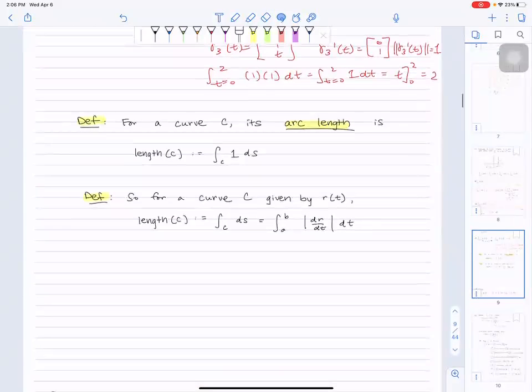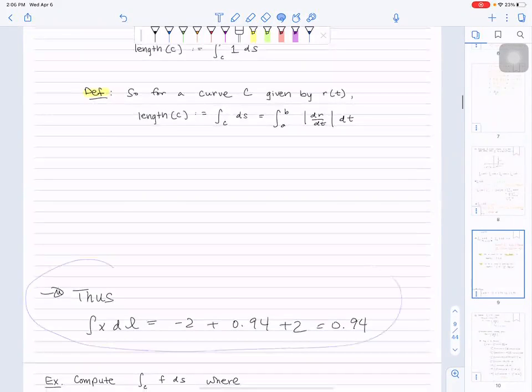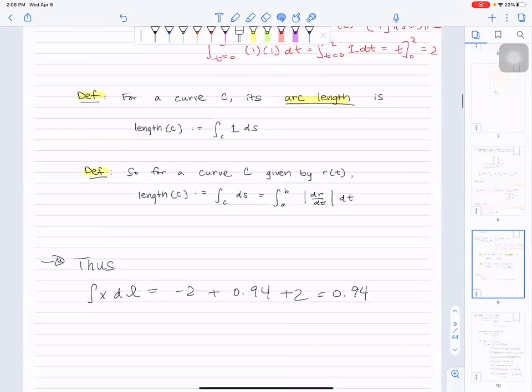And so our final answer for this whole integral, remember we were trying to find this whole integral, so we add up our first part, for which we got -2. The second part, we got 0.94. And the third part, we got 2 again. So the integral of x over this entire path is 0.94. Any questions on that?